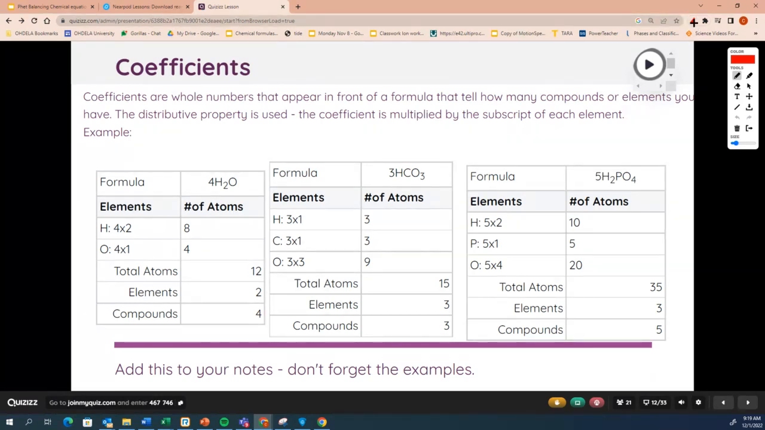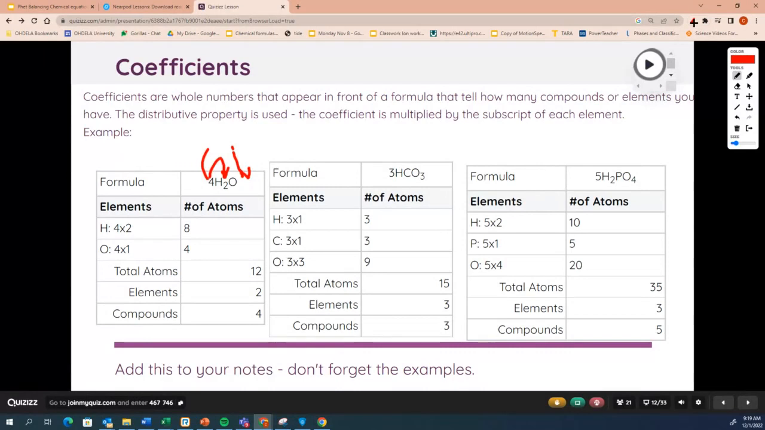So if I think about that, I've got to go 4 times 2 here. That's 8. And then 4 times 1. It's like the distributive law, 4 times 1. So that's 4. So there are 12 total atoms, 2 elements. It's a compound. Oh, there are 4 compounds. There are 4 compounds together here.